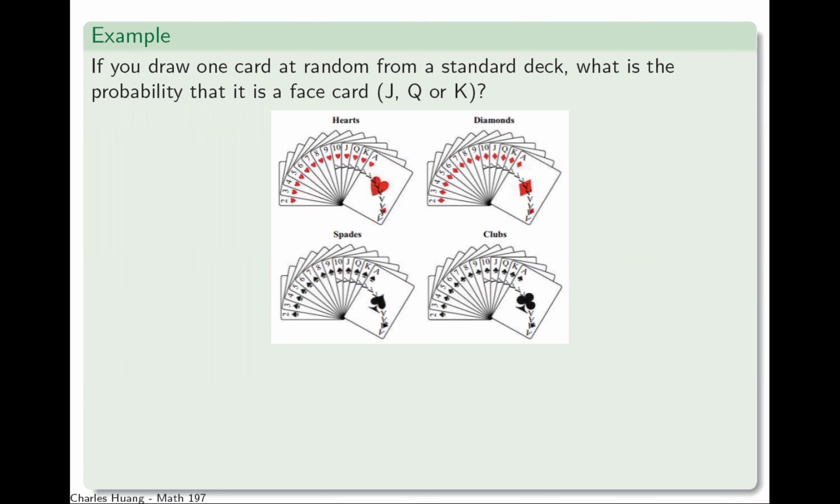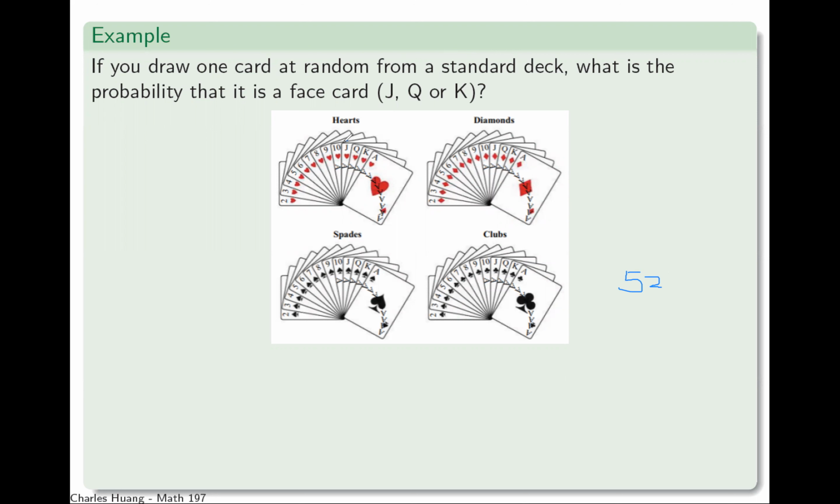Now, when we look at a standard deck of cards, remember, we have 4 different suits. And each suit has 13 cards. In total, we will have 52 cards. Now, we want to find out what's the probability of drawing a face card.